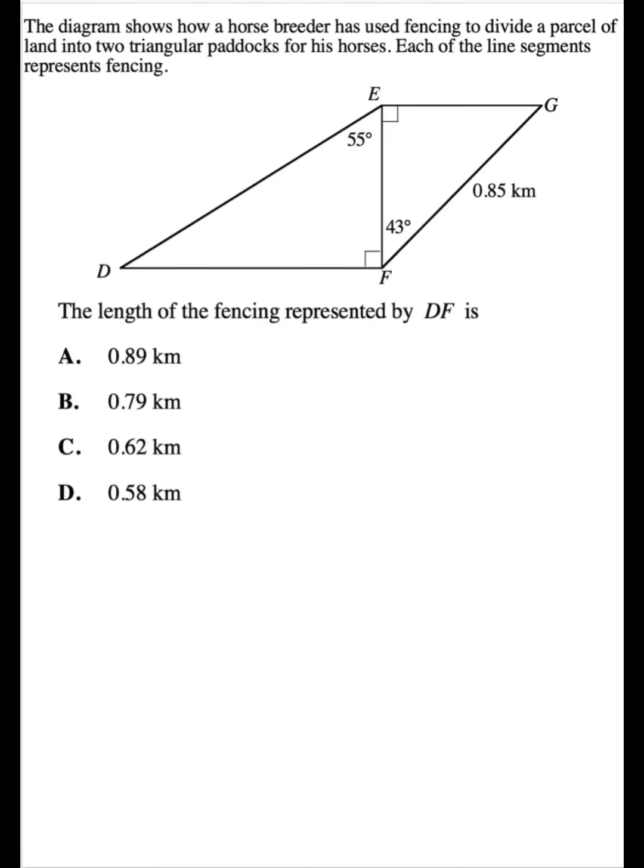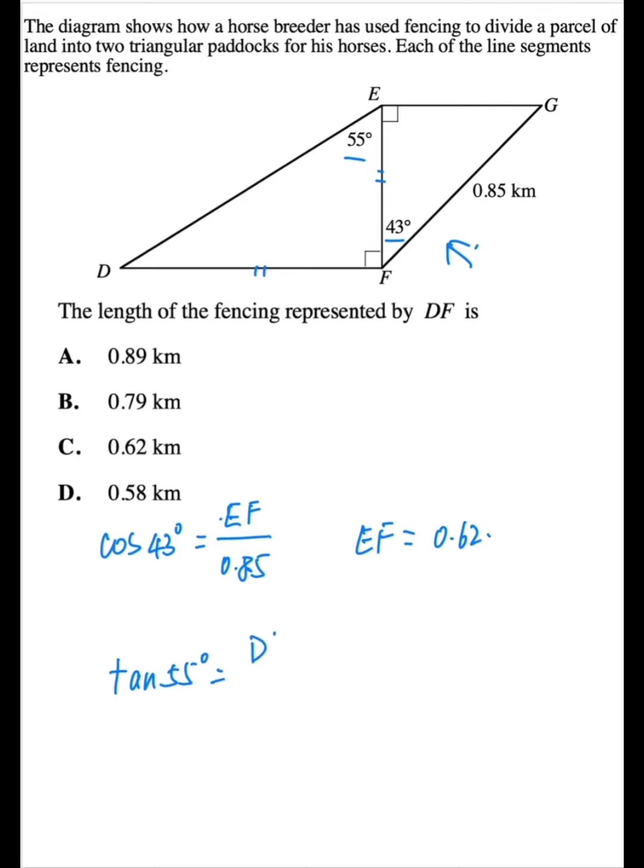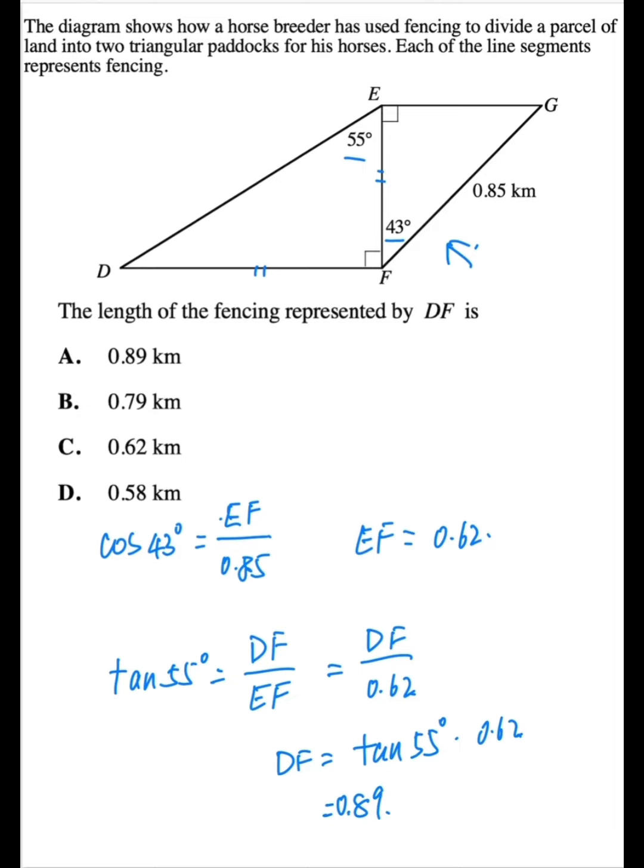Now we have a graph like this one, and we need to find the length of DF. We have the length of GF, and we have angle 43 and angle 55. First we use cosine 43 degrees to find the length of EF. So EF divided by 0.85, and EF is about 0.62. Then we can use tangent 55 equals DF divided by EF, so DF equals tangent 55 times 0.62, which is about 0.89. So the answer is A.